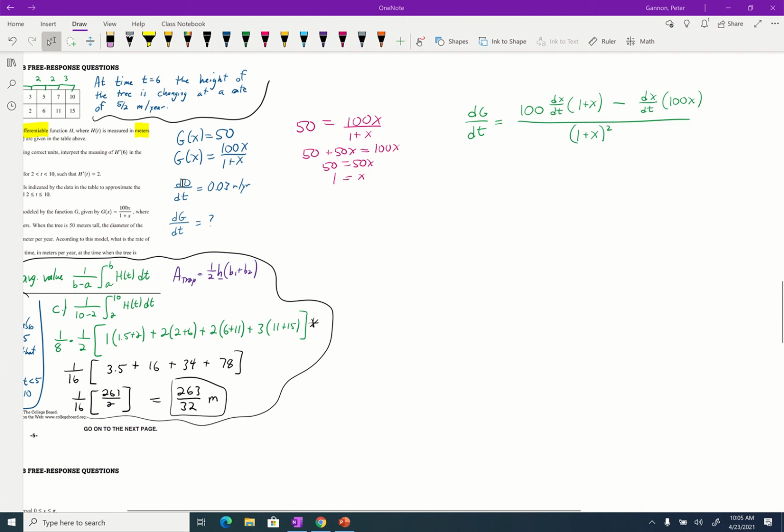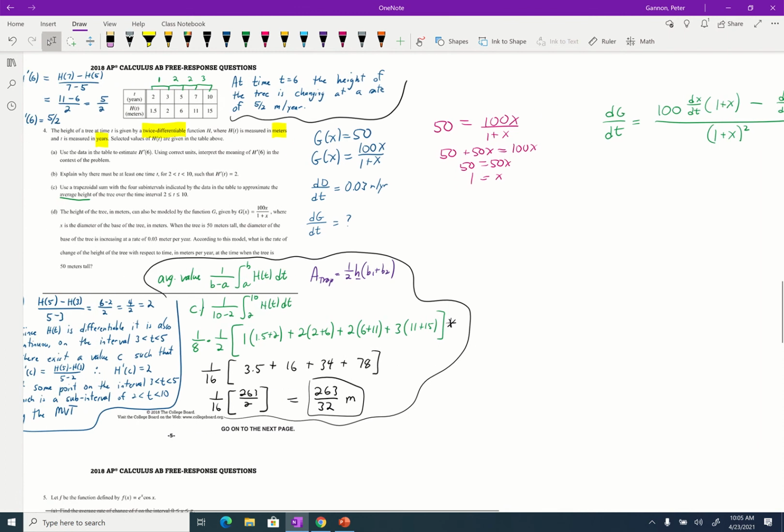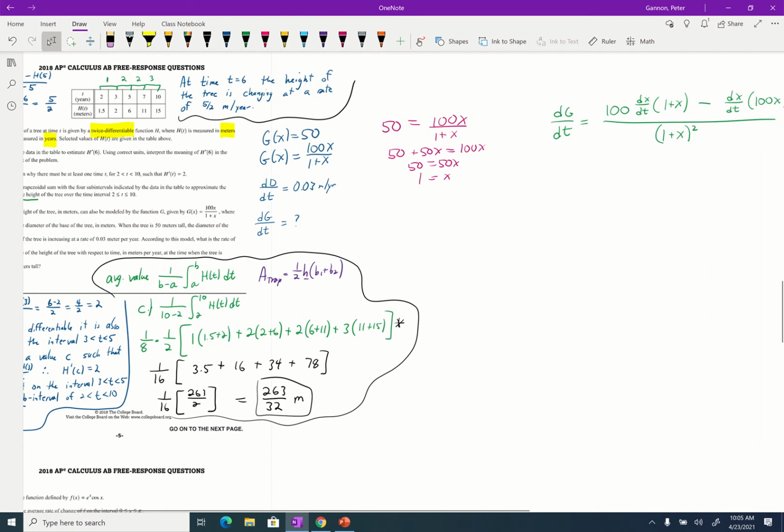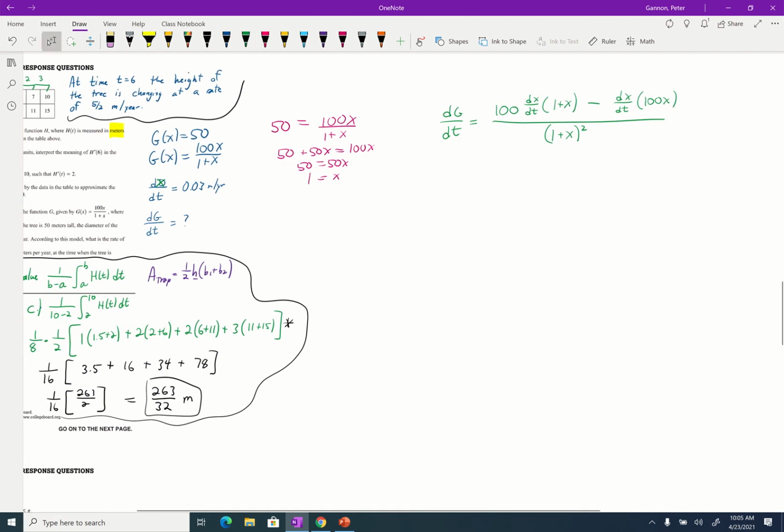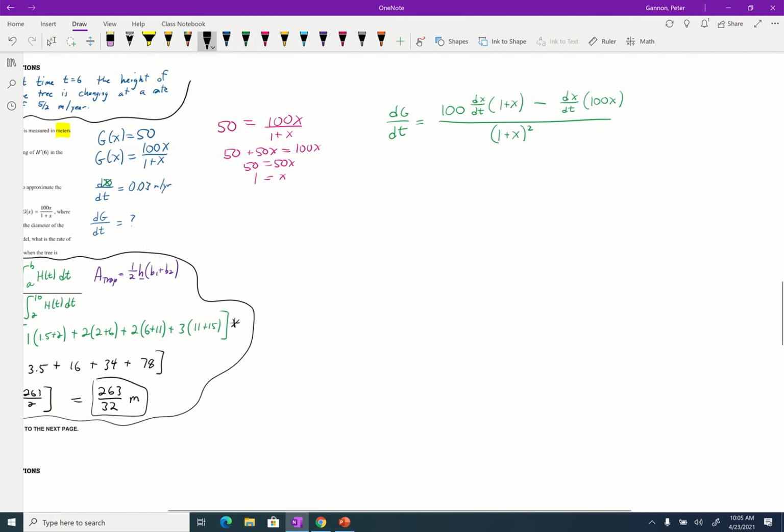Now, earlier I wrote that the rate of change of diameter with respect to time was 0.03. If you go back and look at the problem, it tells us that x is the diameter of the tree. So really, we should have written this as dx dt. All right, and at that point, it's just a matter of substituting in and solving.